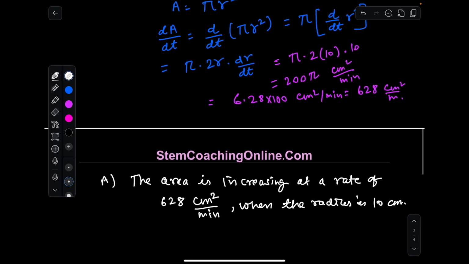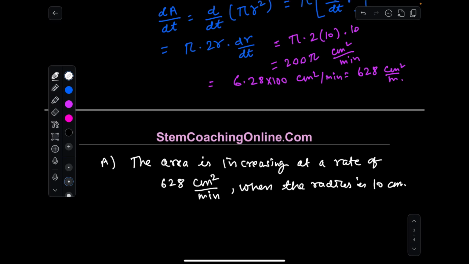So this is how we will answer in the AP Calculus exam, because they require the proper vocabulary that we use: the area is increasing at what rate and against what, when the radius is 10 centimeters. We will do more sample questions like this in subsequent videos to understand it better and practice some more questions.